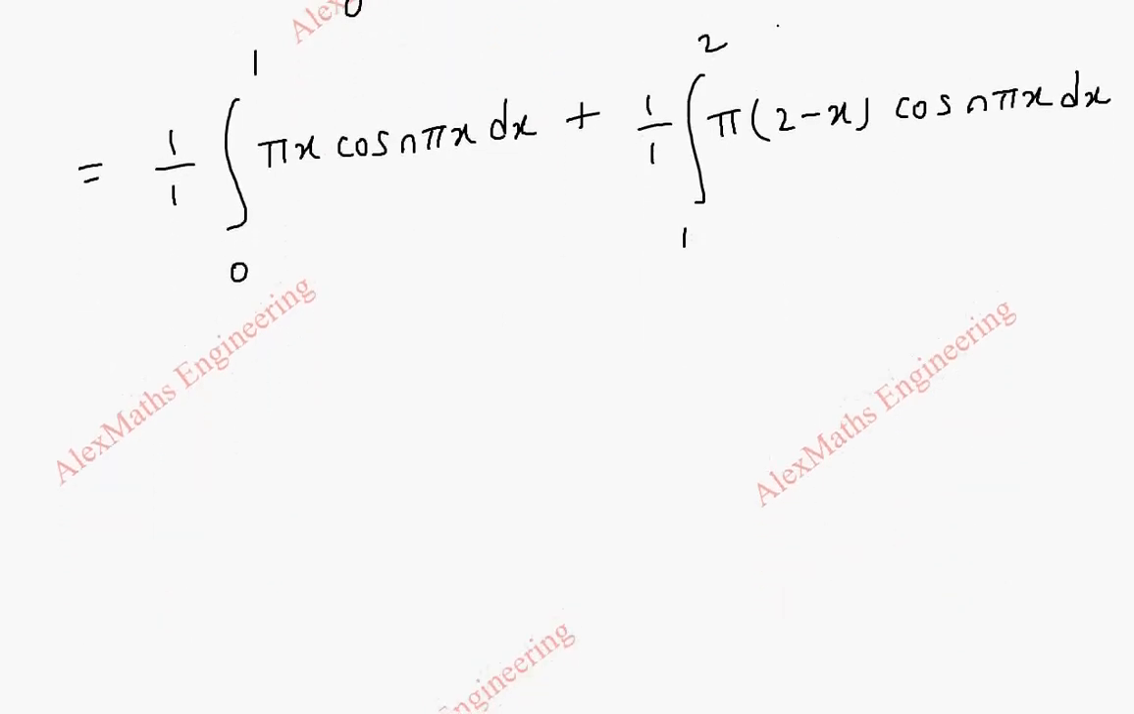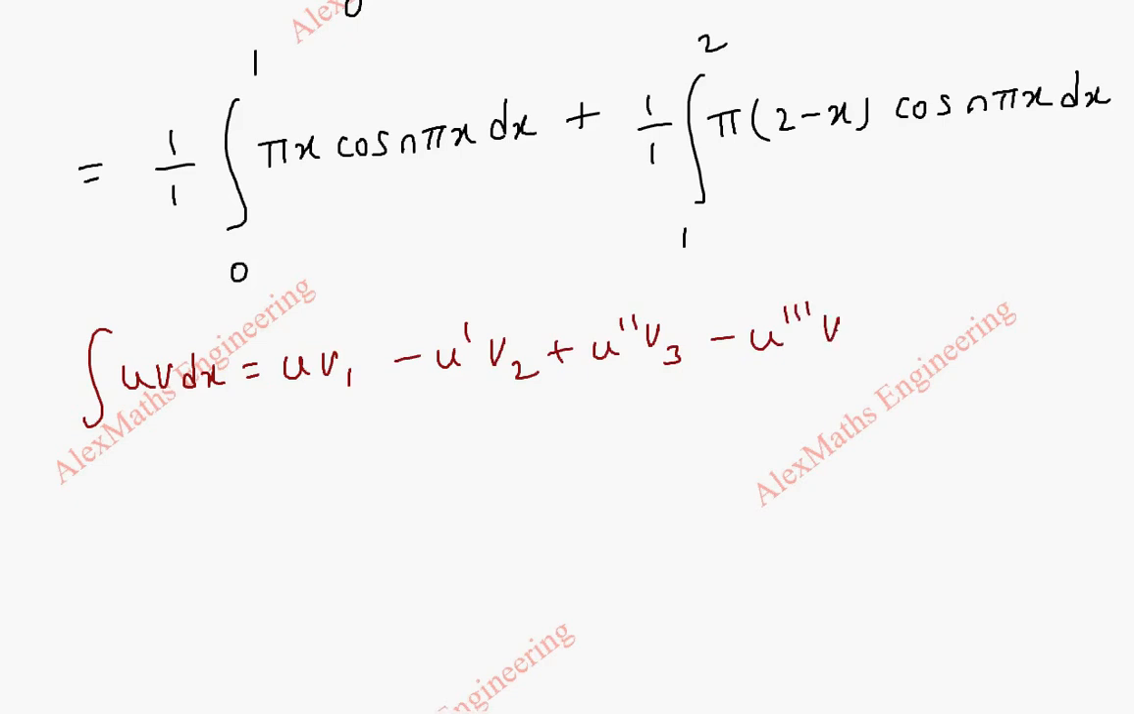Here we are going to use Bernoulli's integral formula, integral uv dx, which is uv1 minus u dash v2 plus u double dash v3 minus u triple dash v4 plus and so on. So here this part is u and this part is v. The same way this is u and this is v. So we can also take the pi outside.